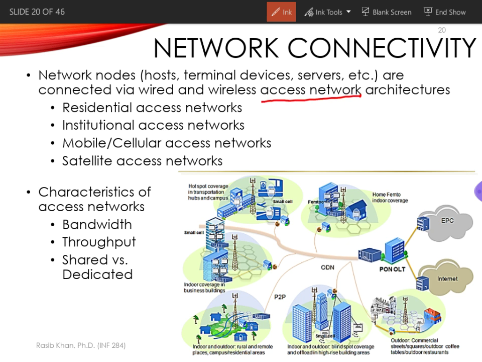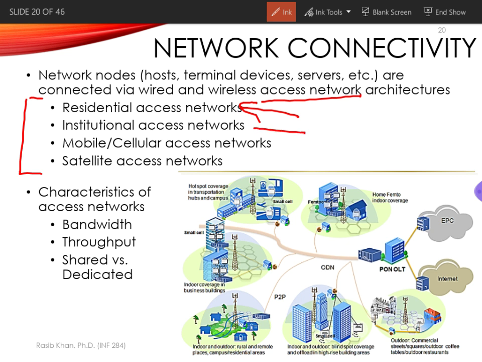So most commonly, there are 4 kinds of access networks. Residential access networks refers to the access network which is probably the simplest in terms of the architecture, allowing home networks, neighborhoods, small offices, etc., to connect to the internet.